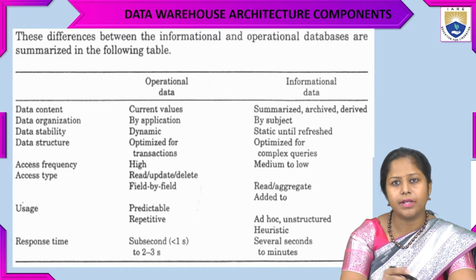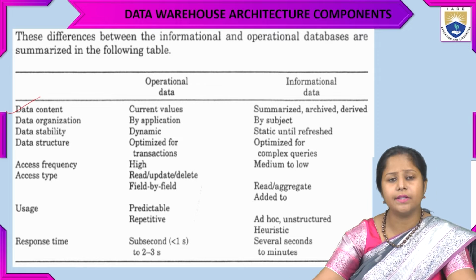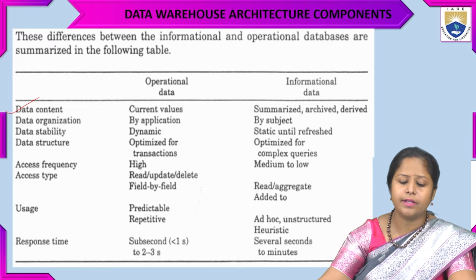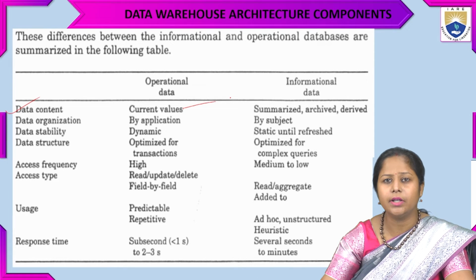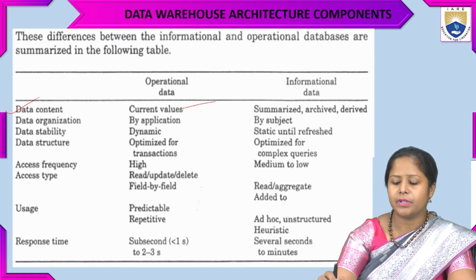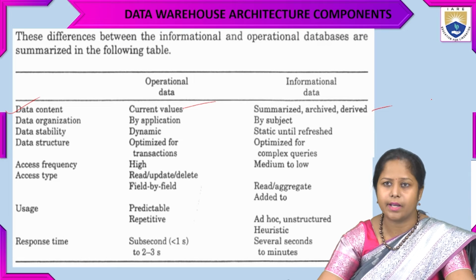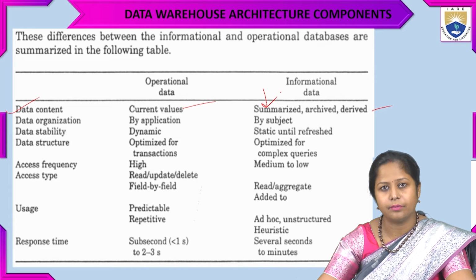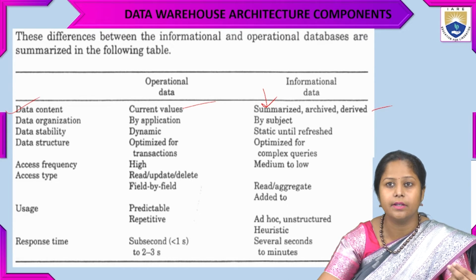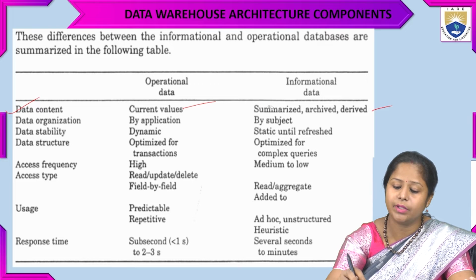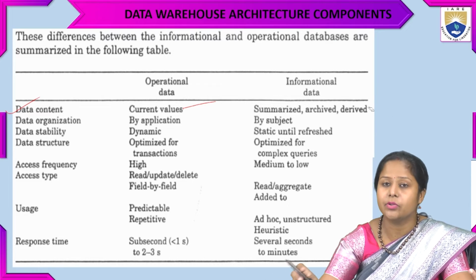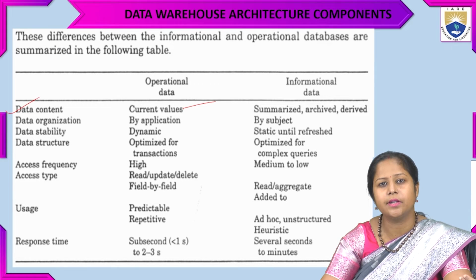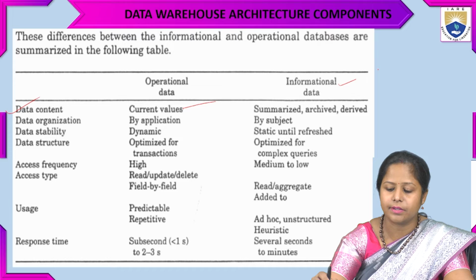In that, we can see the first difference is on the basis of data content. In the operational data, the data content is based on the current value. In the informational data, it is summarized, archived, and derived. So the informational data is the summarization of the data, in the form of information. That can be stored also, because it has the history data, and that will also be the informational data.